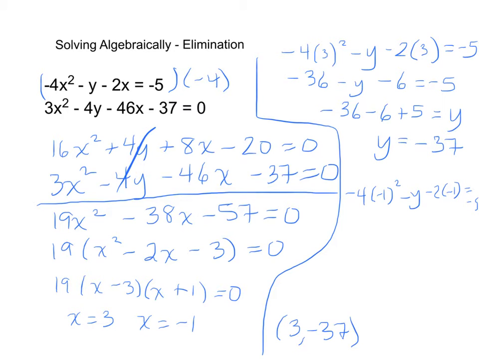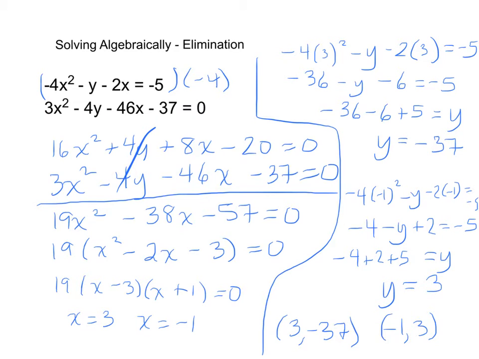And I get negative 4 minus y plus 2 equals negative 5. So I'll do the same thing, move the y over here, add 5 on that side, so it's negative 4 plus 2 plus 5. And I get y equals 3. So my other point then is negative 1, 3, the x value and then the y value. And those are the solutions.